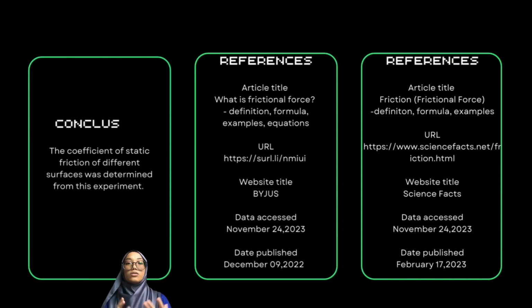So, for the conclusion, the coefficient of static friction of different surfaces was determined from this experiment, and these are some references that we used for making this lab report video.